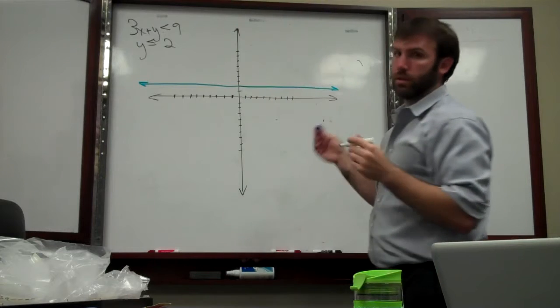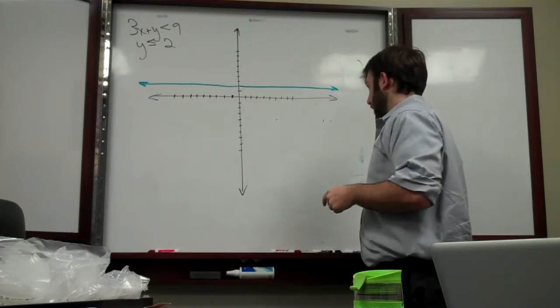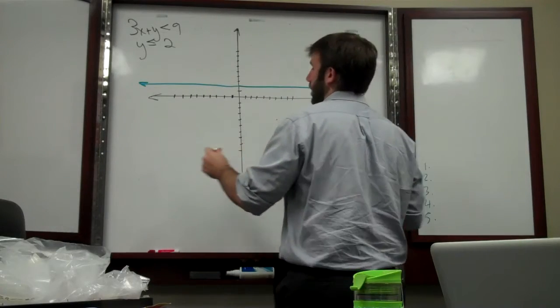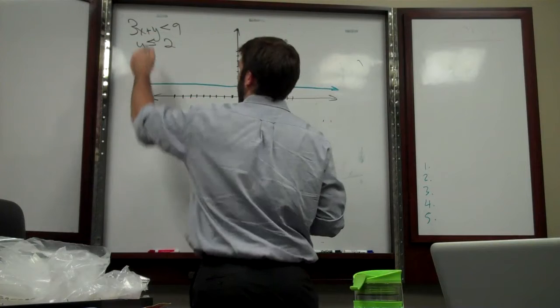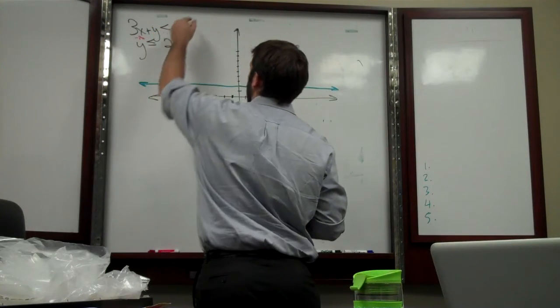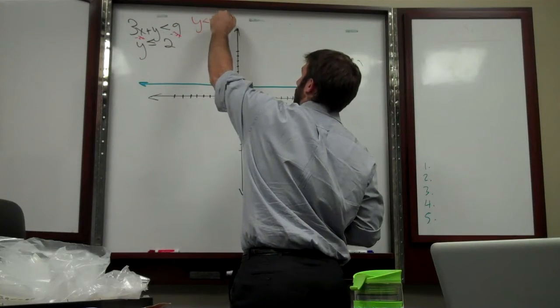Remember, y equals is the formula for a horizontal line. Okay, now my other line, I've got to do a little bit of work on that before I can graph it, but not too much. So if I solve this for y, I'm going to take my 3x over to both sides, and I'm going to be left with y is less than negative 3x plus 9.